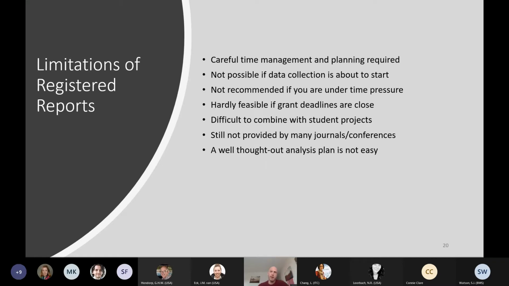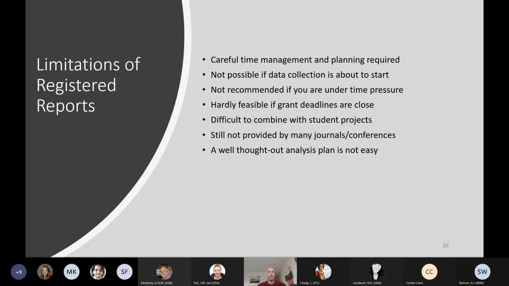An important issue is that it is still not provided by many journals or conferences. So I'm coming from the geosciences. In the geosciences, it's super uncommon to have registered reports or even pre-registrations. It's very common in psychology, for example, and in medicine and biology it's more common compared to the geosciences. So it's not that everyone is doing that, but it's more common than, for example, in the social sciences or geosciences.